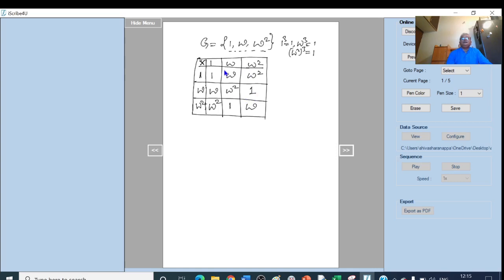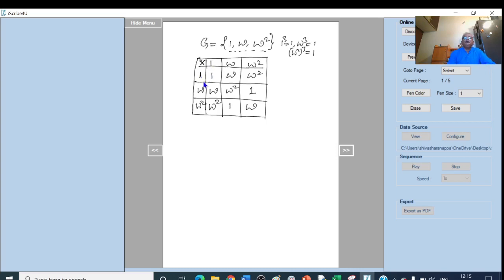Next, identity element. See, 1, omega, omega square is the header row, and here this row is the same as the header row. And we get this header row by multiplying with 1. That means here 1 is the identity element. And to find the inverses, 1 is the identity, so the inverse of 1 is 1 itself.